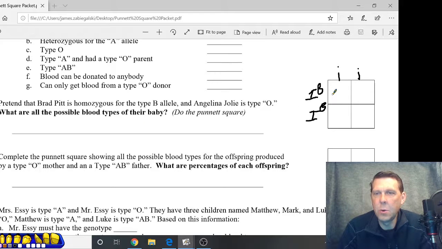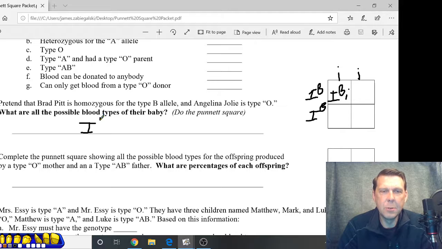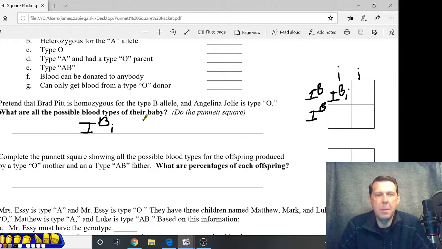Well, I'm seeing the only possibility, I'm not even going to bother writing this out, is I B. All of them are going to be this. Because B is going to come over, I is going to come down. B is going to come over, I is going to come down. B is going to come over, I is going to come down. So there's a 100% chance they're going to have a heterozygous baby.